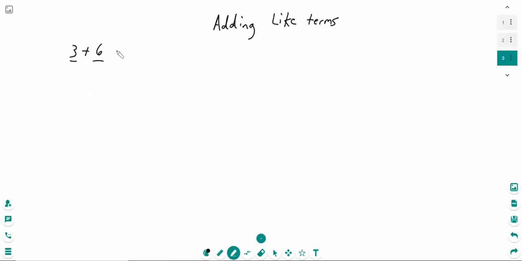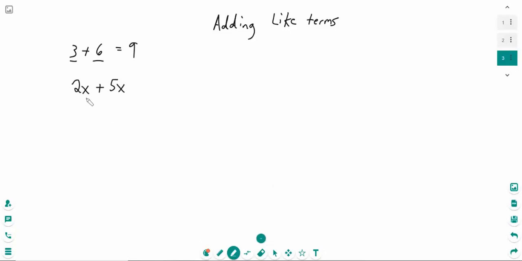Okay. How would you then add it? You just add it like normal, right? So that's an easy one. But once we start talking about variables, it gets a little bit more complicated. So let's say I've got 2x plus 5x. So the first thing we need to recognize is that we have two terms.